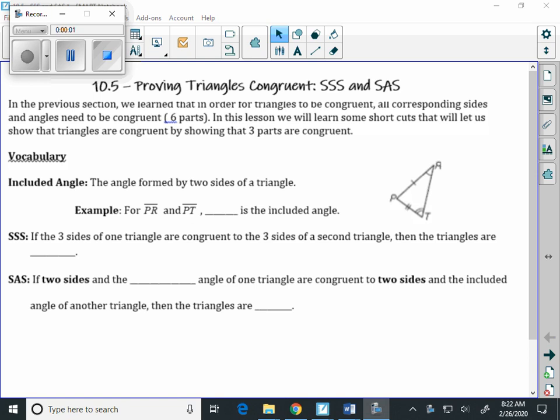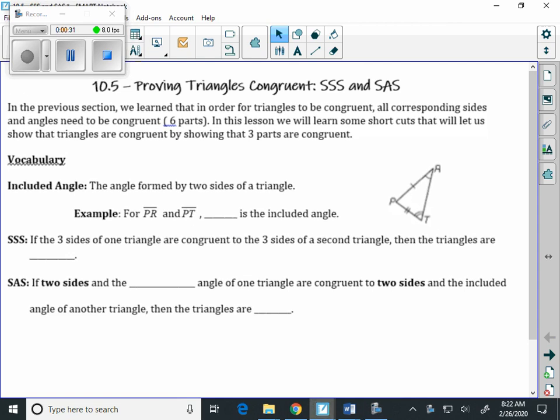So today we're going to talk about proving triangles congruent. And in our previous notes, we had to show that all sides were congruent and all angles are congruent. But there actually are shortcuts within proving triangles congruent. The first one is SSS. It stands for side, side, side. And then the second one, SAS, stands for side, angle, side.